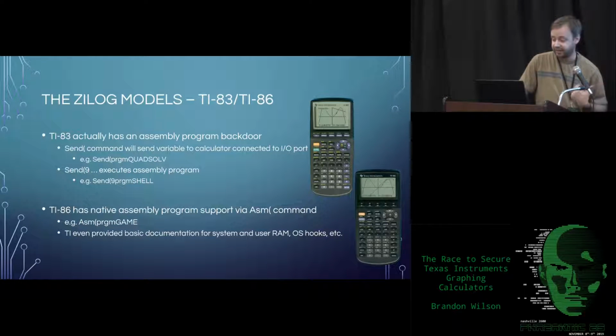So the TI-3 is the first calculator I ever had, so this is right around the time that I got into the community. And then when TI saw that there was a big booming interest in assembly programming through this backdoor, they decided to add really nice assembly support to the TI-6, which is a new and improved TI-5. And that calculator has a brand new command, ASM, which is intended for running assembly programs right from the beginning. So they not only provided some basic documentation for how they use system RAM and how user RAM is laid out, they even included OS hooks so we could integrate with the OS and expand its functionality, which is really cool for its time. It was really ahead of its time.